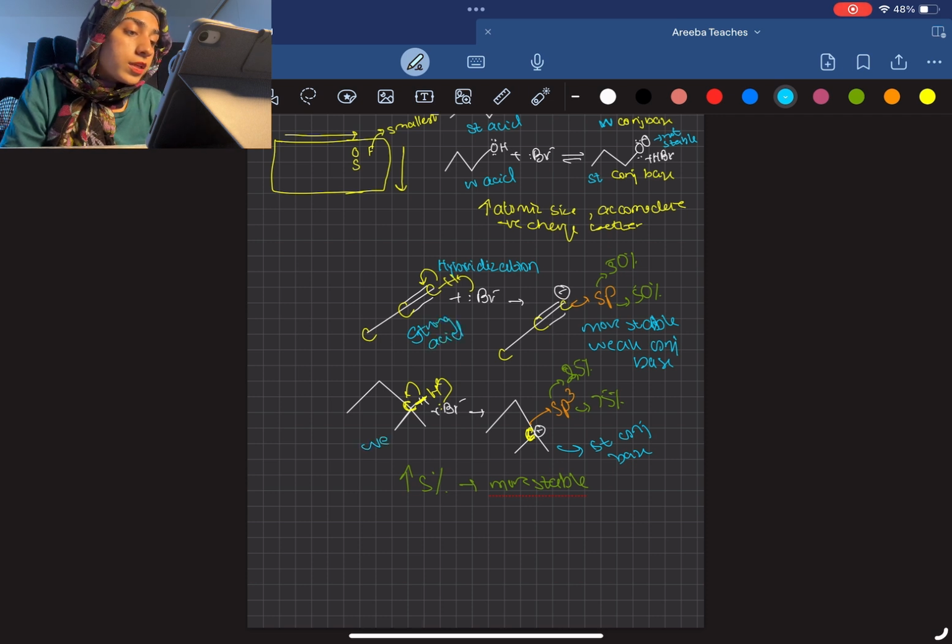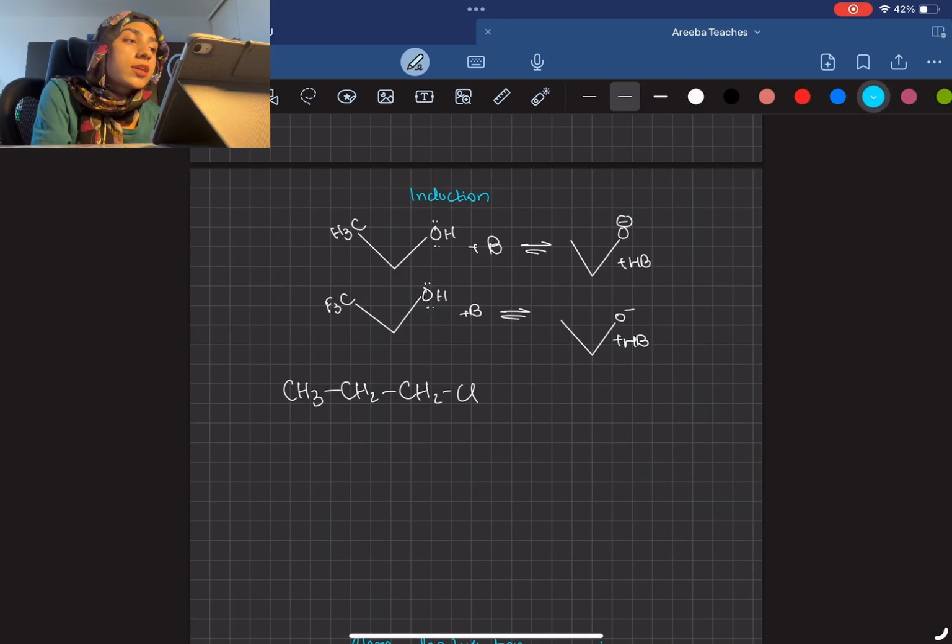At the bottom, it would be weak, because a strong conjugate base is going to make a weak acid, and a weak conjugate base is going to get you a strong acid. Now we'll look into induction and what that tells us about the acidity of something, but also what induction even means.